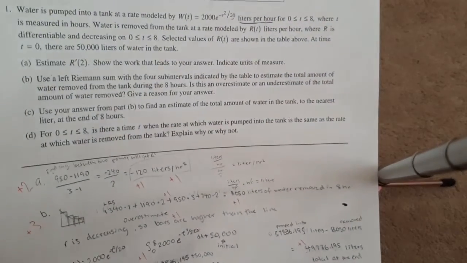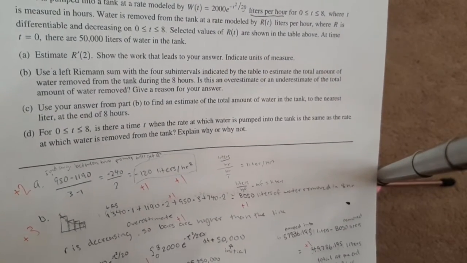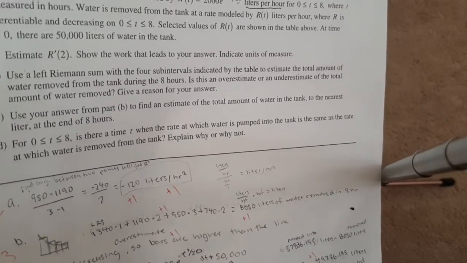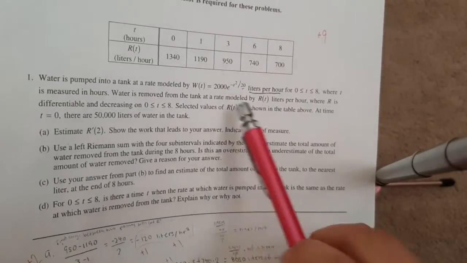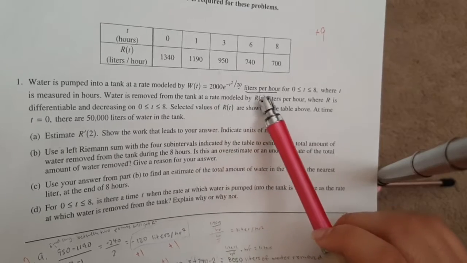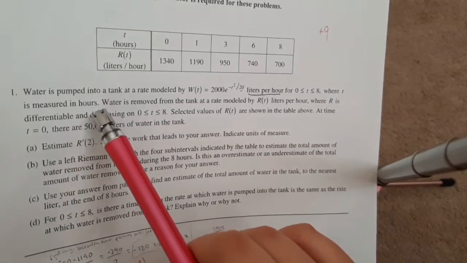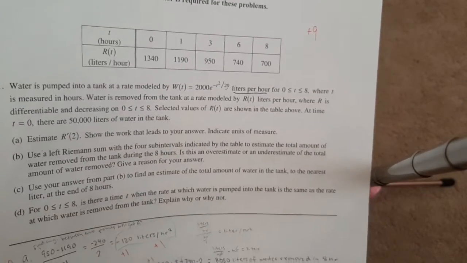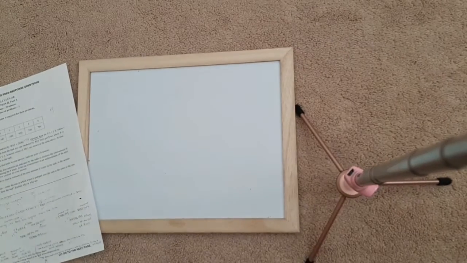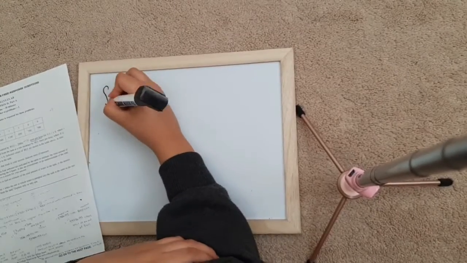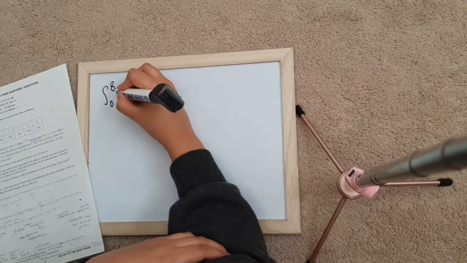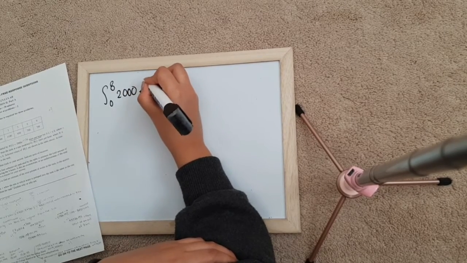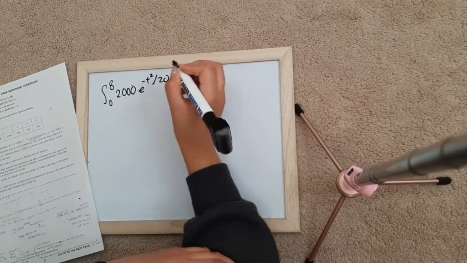So for part C, it says use your answer from part B to find an estimate of the total amount of water in the tank to the nearest liter at the end of 8 hours. To do that, you would use the equation provided at the top, which is liters per hour, and this is water pumped into the tank. But this equation shows the rate, and we only want liters, so we have to take the integral of W of t from 0 to 8, which is 2,000 times e to the power of negative t squared divided by 20 dt.